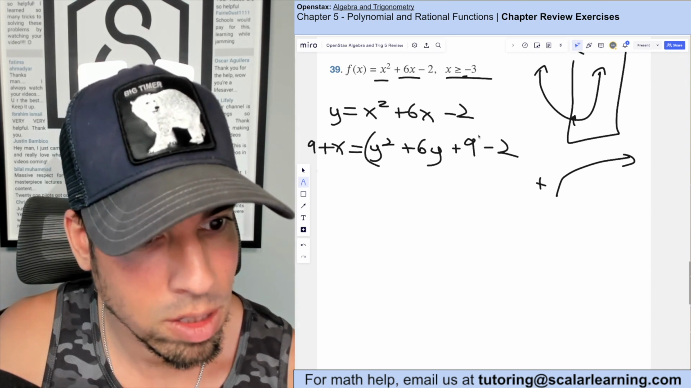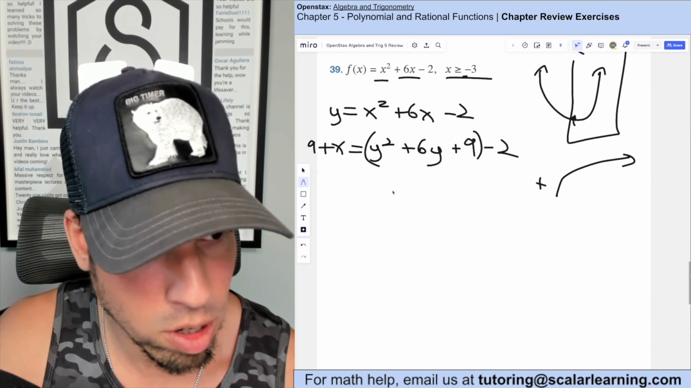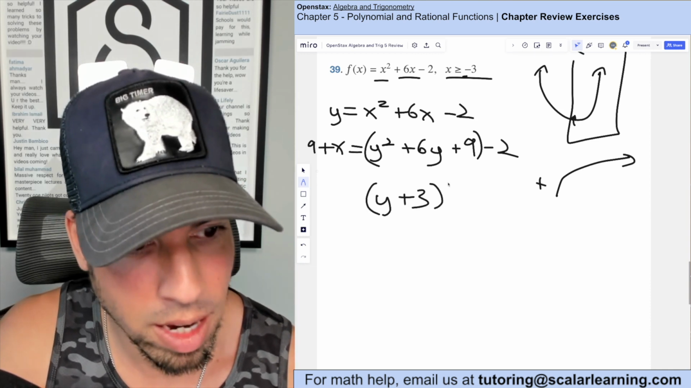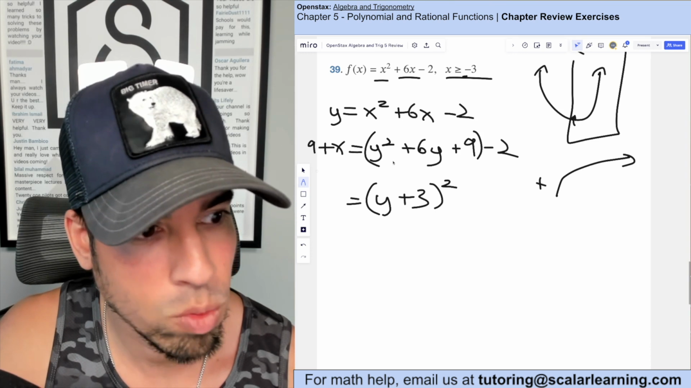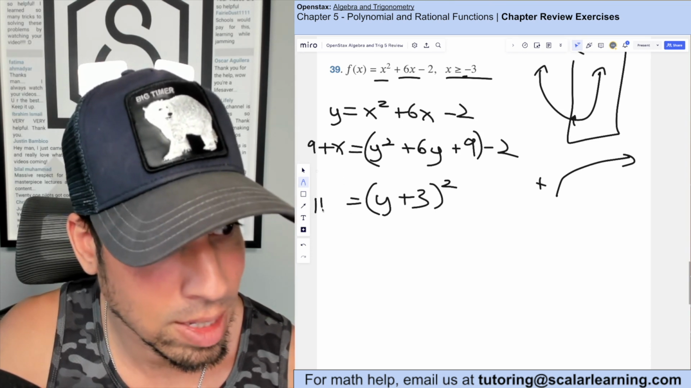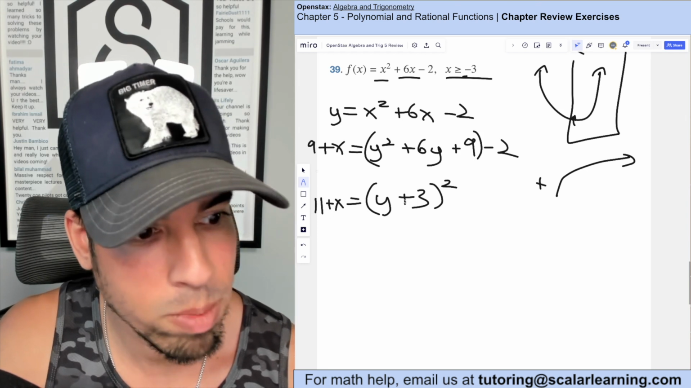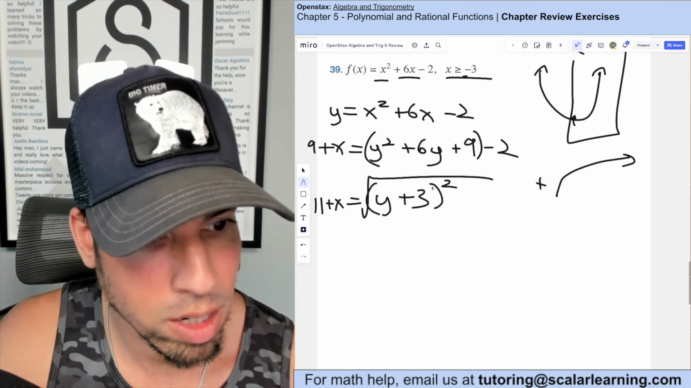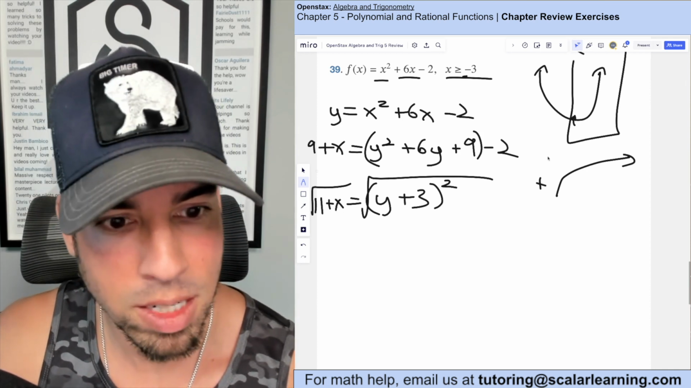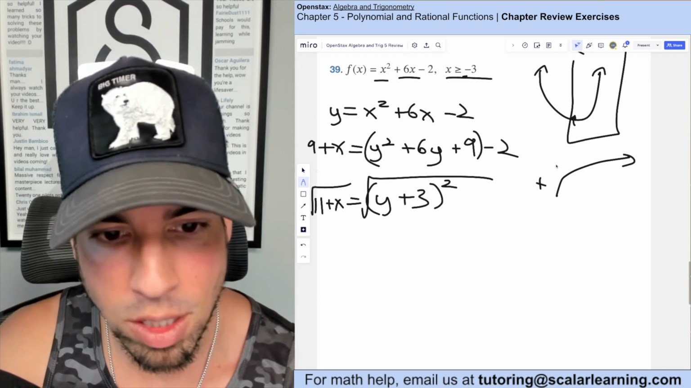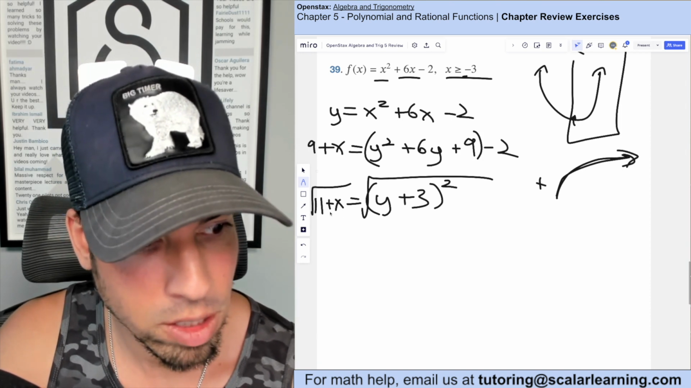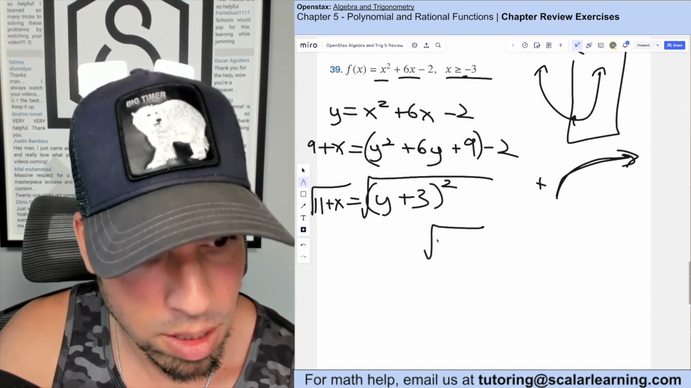So now this is a perfectly factorable trinomial. It's y plus 3 times y plus 3, aka y plus 3 squared, equals 9 plus x. But now I'm going to add the 2 to the other side and make it 11 plus x. And that's cool because I need to isolate y anyway. I'm going to take the square root of both sides. Normally it'd be a plus or minus, but because we already restricted the domain and we're only taking the positive side of that radical, we just leave it as radical 11 plus x.